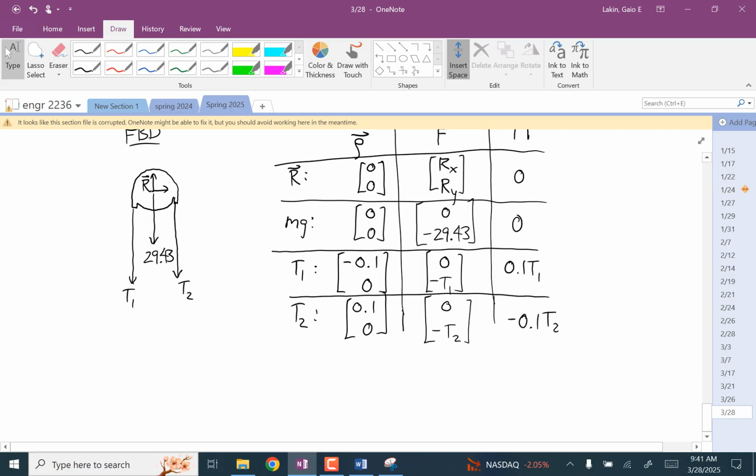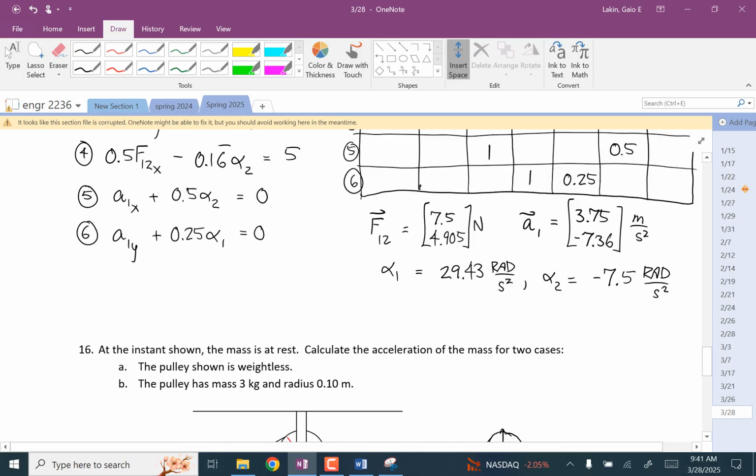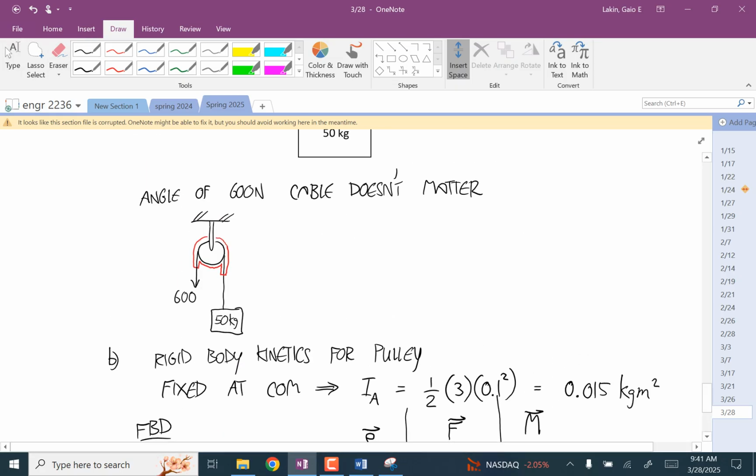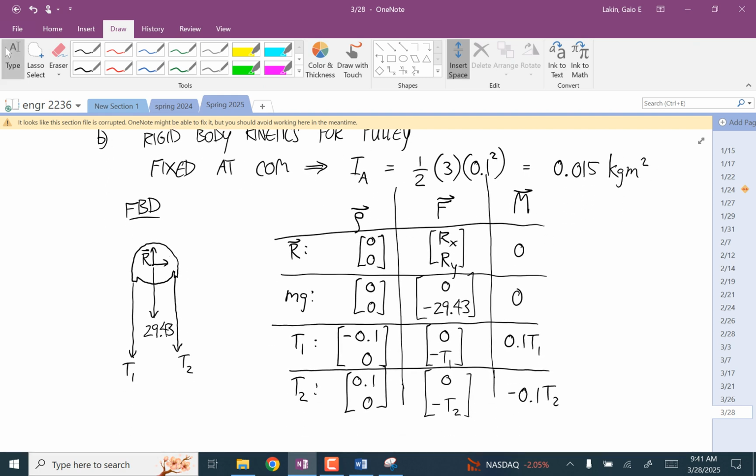Don't we already know the values of tension? Oh, we already know it for T1, don't we? We don't know it for T2. This is 600. So this force is negative 600, and that makes this 60.